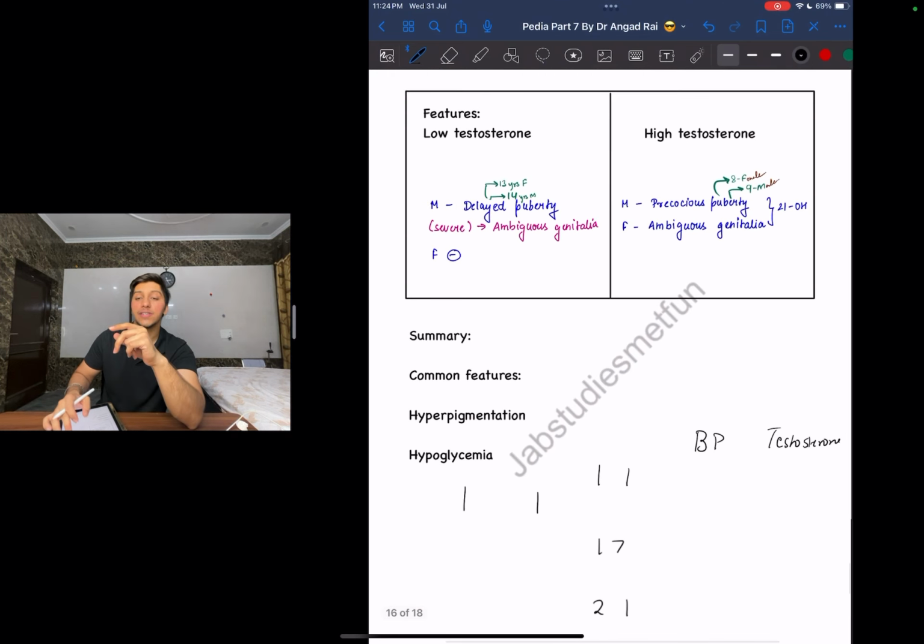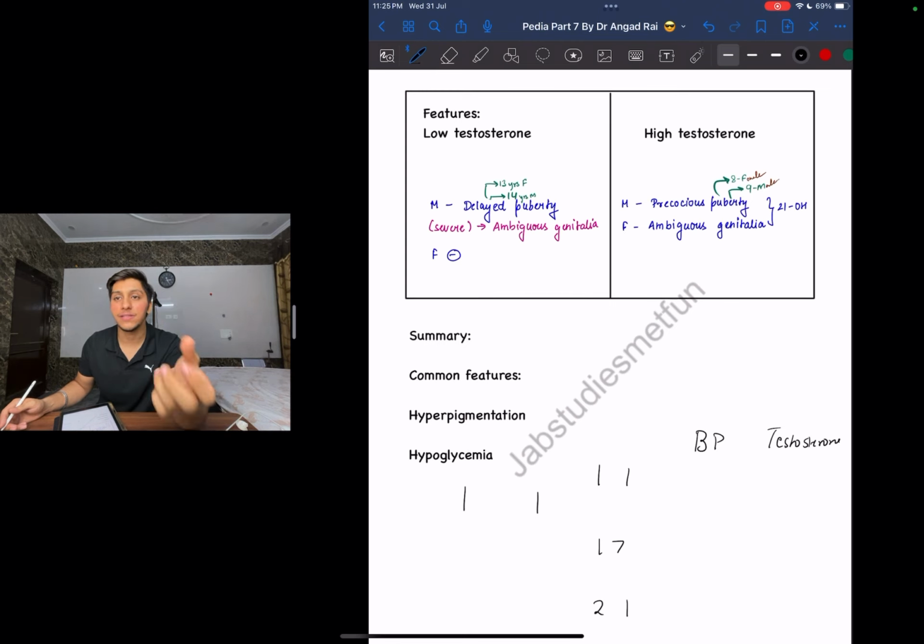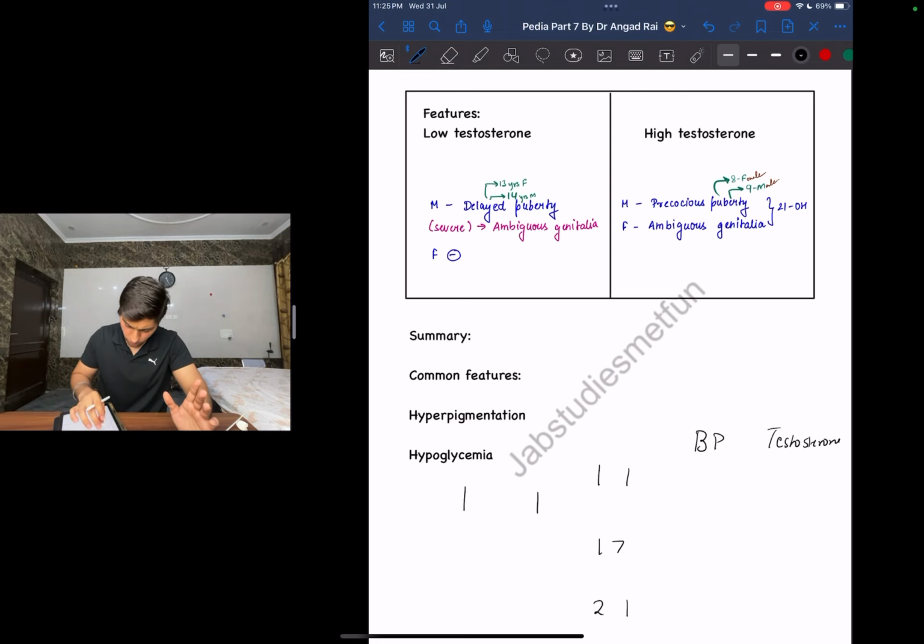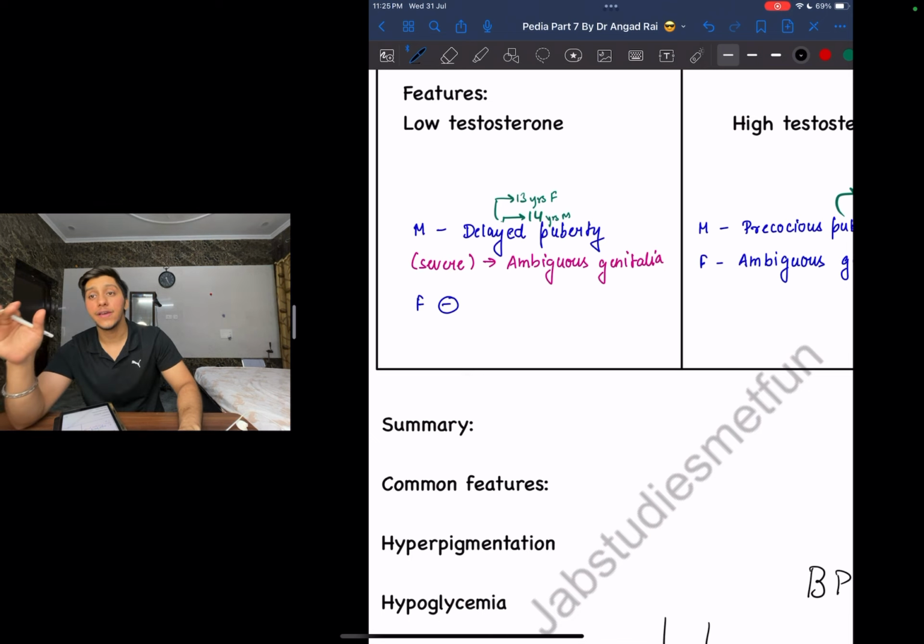Talking about the features, guys. If there is low testosterone in a male, what will happen is there is going to be delayed puberty. If there is low testosterone in a female, no issues. But if there is very, very severely less in male, then there can be ambiguous genitalia. What that means is basically the penis gets converted into a clitoris. If you ask about delayed puberty, guys, in females it is if the secondary sexual characters are not yet developed by 13 years, while in male it is going to be 14 years.